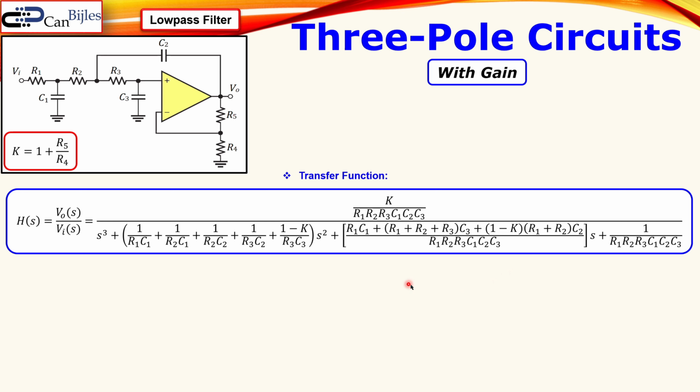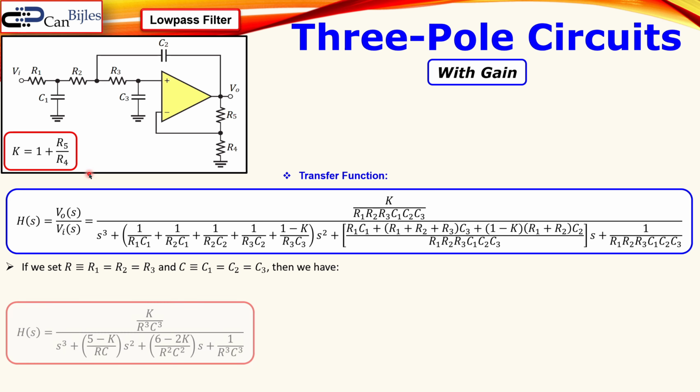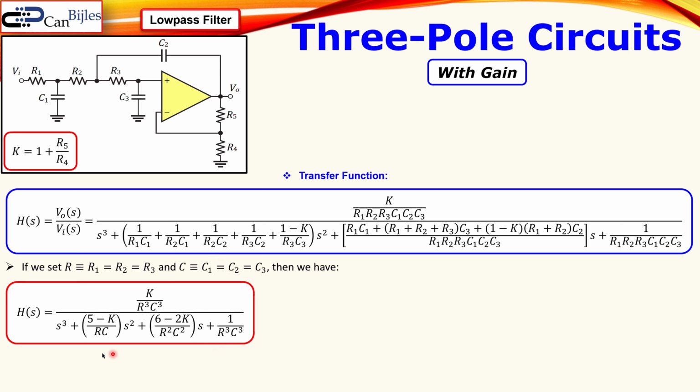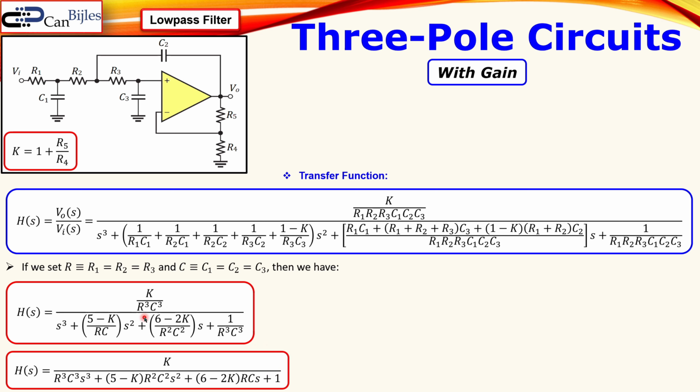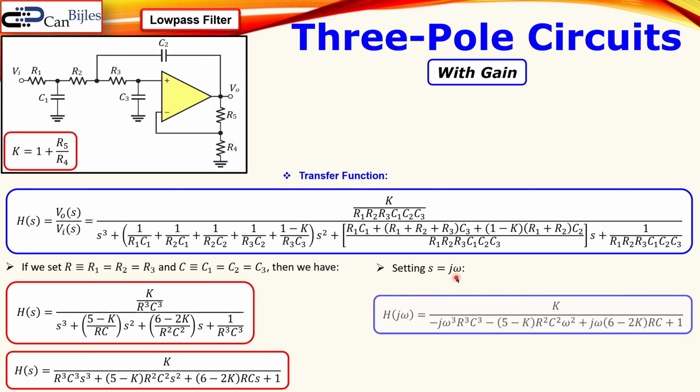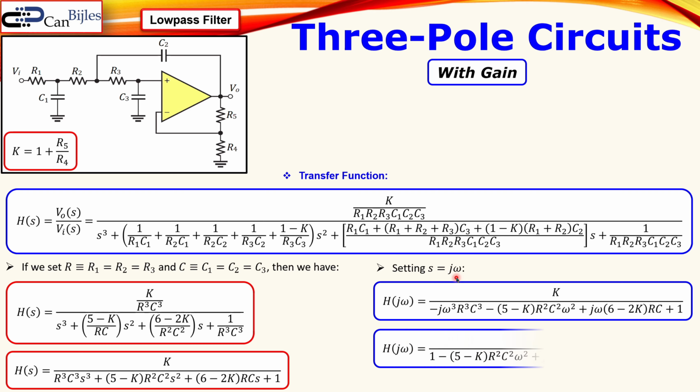Again, we can make the simplification by making all the capacitors, C1, C2, C3, equal to each other, and also the resistors. That can be done, so let's do that. And that's now shown here. So you see that this is much easier to read than this expression. And again, we can simplify this like so, and then going to s equal to j omega, we go to the transfer function as we have it also for the other cases.